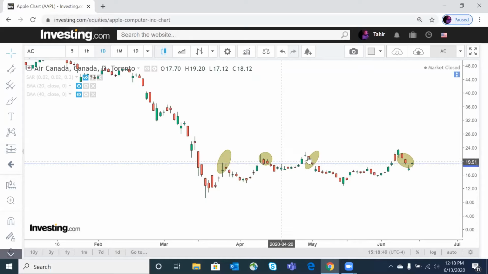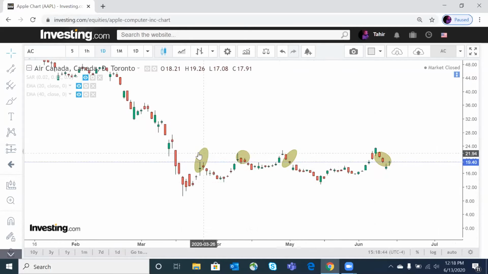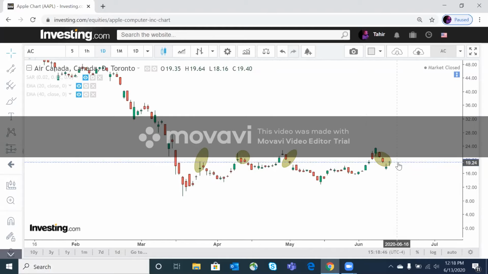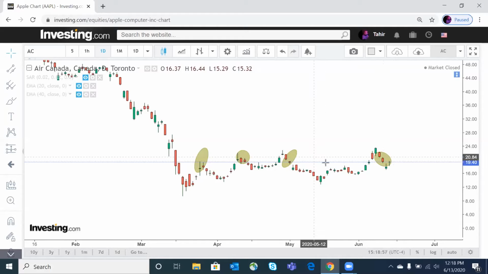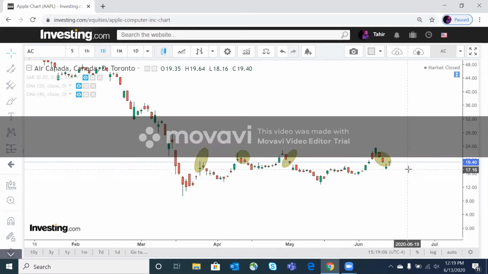You can see these 3-4 points. Previously they were resistance levels, and in the previous week the stock crossed this resistance. Then when it fell down again, the idea is that a previous resistance that has been crossed becomes a support next time. So I'm expecting this level of 19.40 to act as a support for this stock.